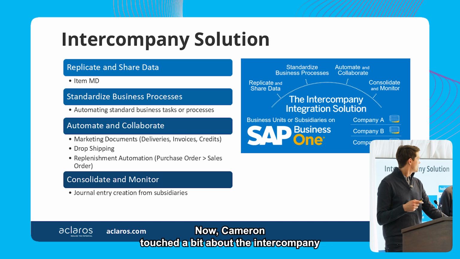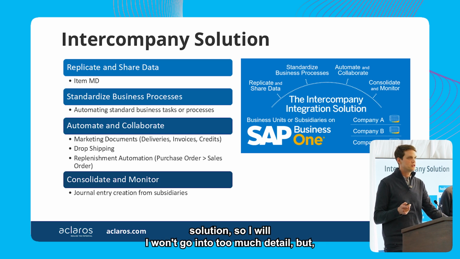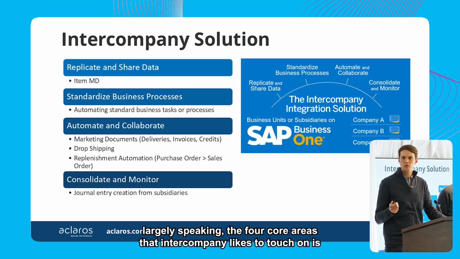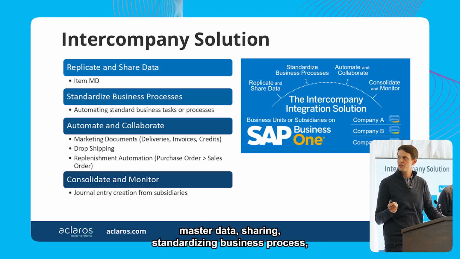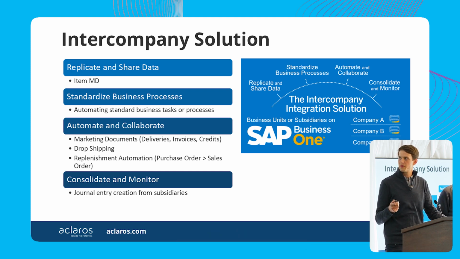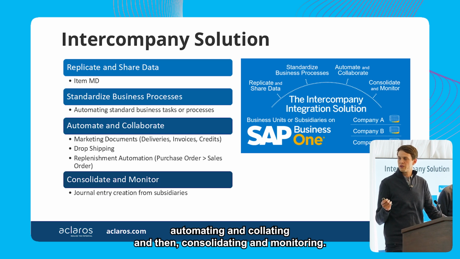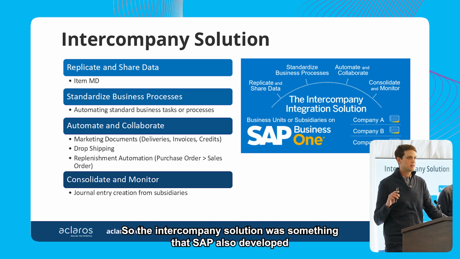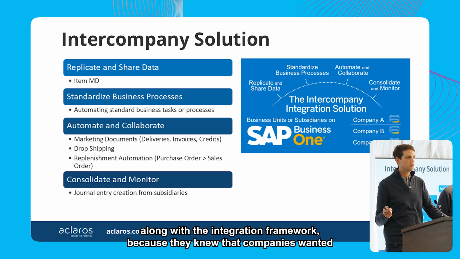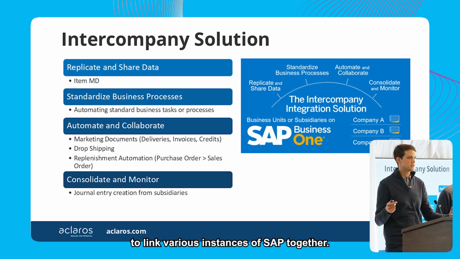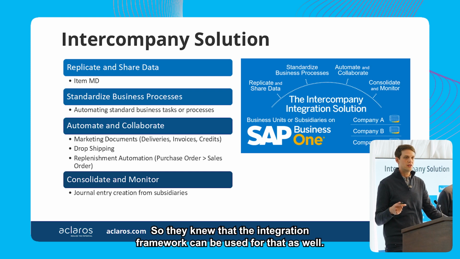Now, Cameron touched a bit on the intercompany solution, so I won't go into too much detail, but largely speaking, the four core areas that intercompany likes to touch on are master data sharing, standardizing business processes, automating and collating, and then consolidating and monitoring. The intercompany solution was something that SAP also developed along with the integration framework because they knew that companies wanted to link various instances of SAP together.